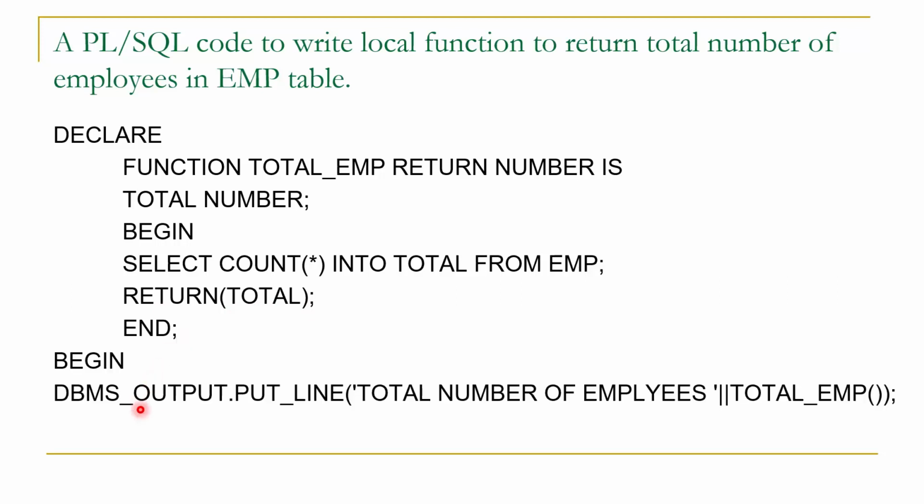In begin section, we are calling this function in dbms underscore output dot put underscore line statement. Here we are displaying a message total number of employees concatenated with function call total underscore emp. So this user defined function will be called and it will return total number of employees, which will be displayed by this dbms underscore output put line statement. The main PLSQL block is terminated with end statement. Now let us move to Oracle Live to implement this code.